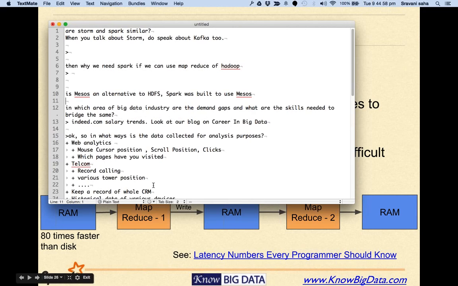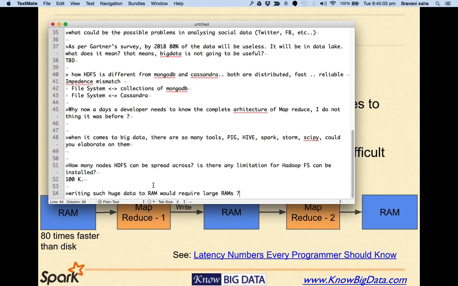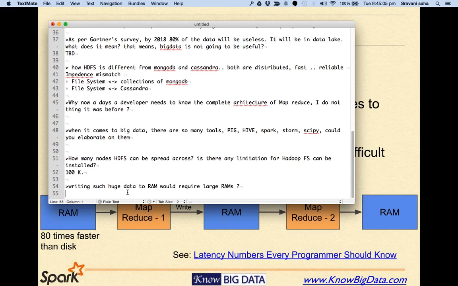So Shashank's question here is, let me try to answer that. Writing such a huge data to RAM would require large RAMs. Yes, but there are two points to it. First, sometimes your data is smaller. Okay, let me change the order. First, you are utilizing the RAM of maybe 100 computers simultaneously.